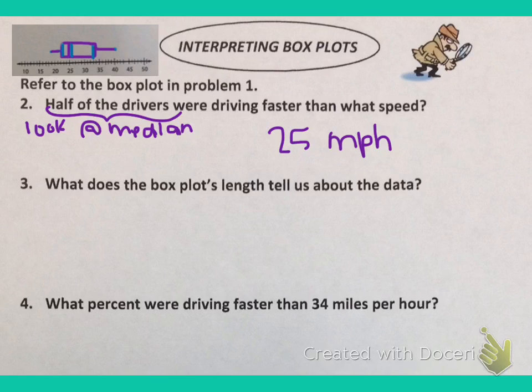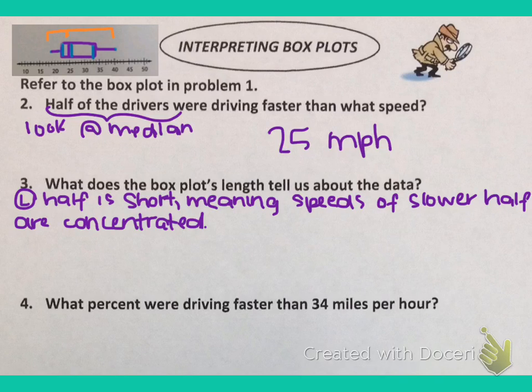What does the box plot's length tell us about the data? Now this is interesting. If we look at our box plot, the left half of the box plot is a lot shorter than the right half. Even though they both represent 50% of the data, the left side is a lot shorter. That means that the data on the left side is a lot more crunched together. It's more concentrated. And then of course, the right side of our box plot is a little bit longer. That means the speeds of the fastest half are more spread out.